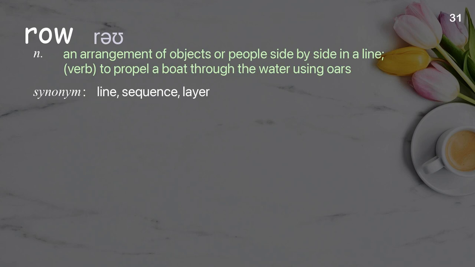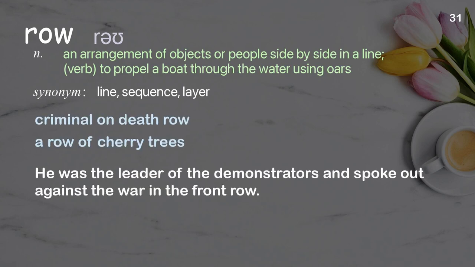Row: an arrangement of objects or people side by side in a line; verb, to propel a boat through the water using oars. Examples: criminal on death row. A row of cherry trees. He was the leader of the demonstrators and spoke out against the war in the front row.